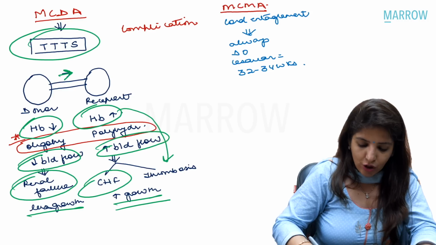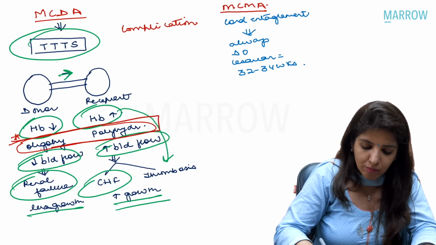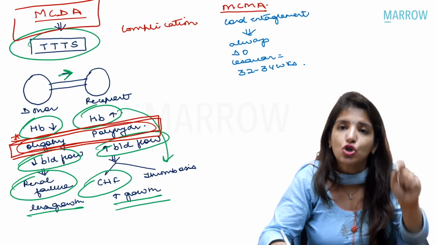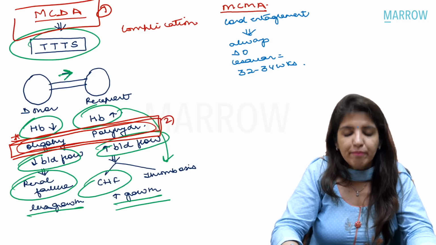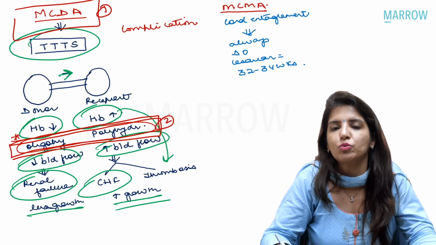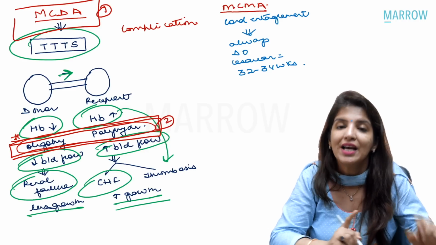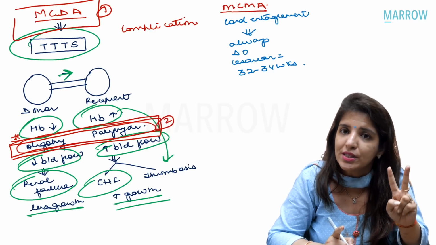Please remember that for diagnosis of twin-to-twin transfusion syndrome, the most important 2 criteria are that the twins should be monochorionic diamniotic, number 1 criteria, and number 2 criteria is one of the twins should be having oligohydramnios and the other should be having polyhydramnios. These are the 2 criteria for recognizing twin-to-twin transfusion syndrome.